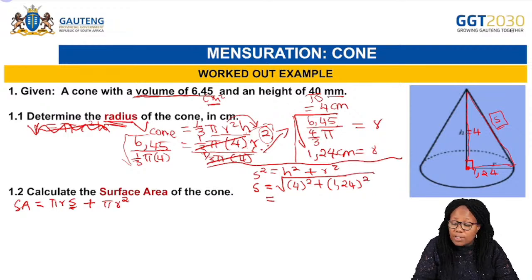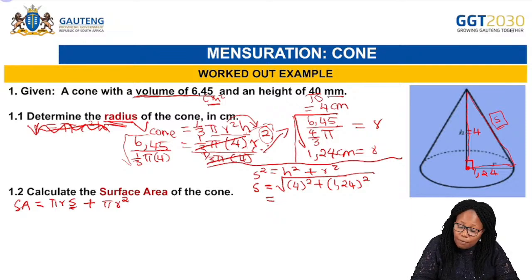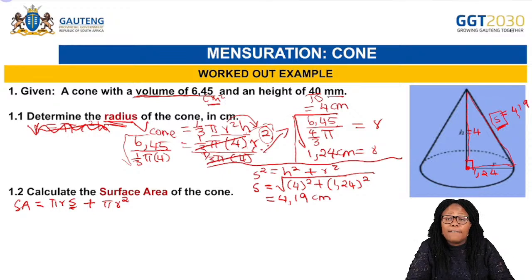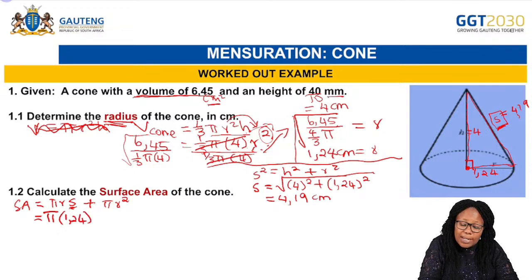So if we put this into our calculator, grade 12, we end up with a slant height of 4,19 centimeters. Therefore, that is the slant height, which is 4,19. And then we move back to the surface area now. And then let's substitute into surface area. We have pi. What is the radius? 1,24. What is our slant height?